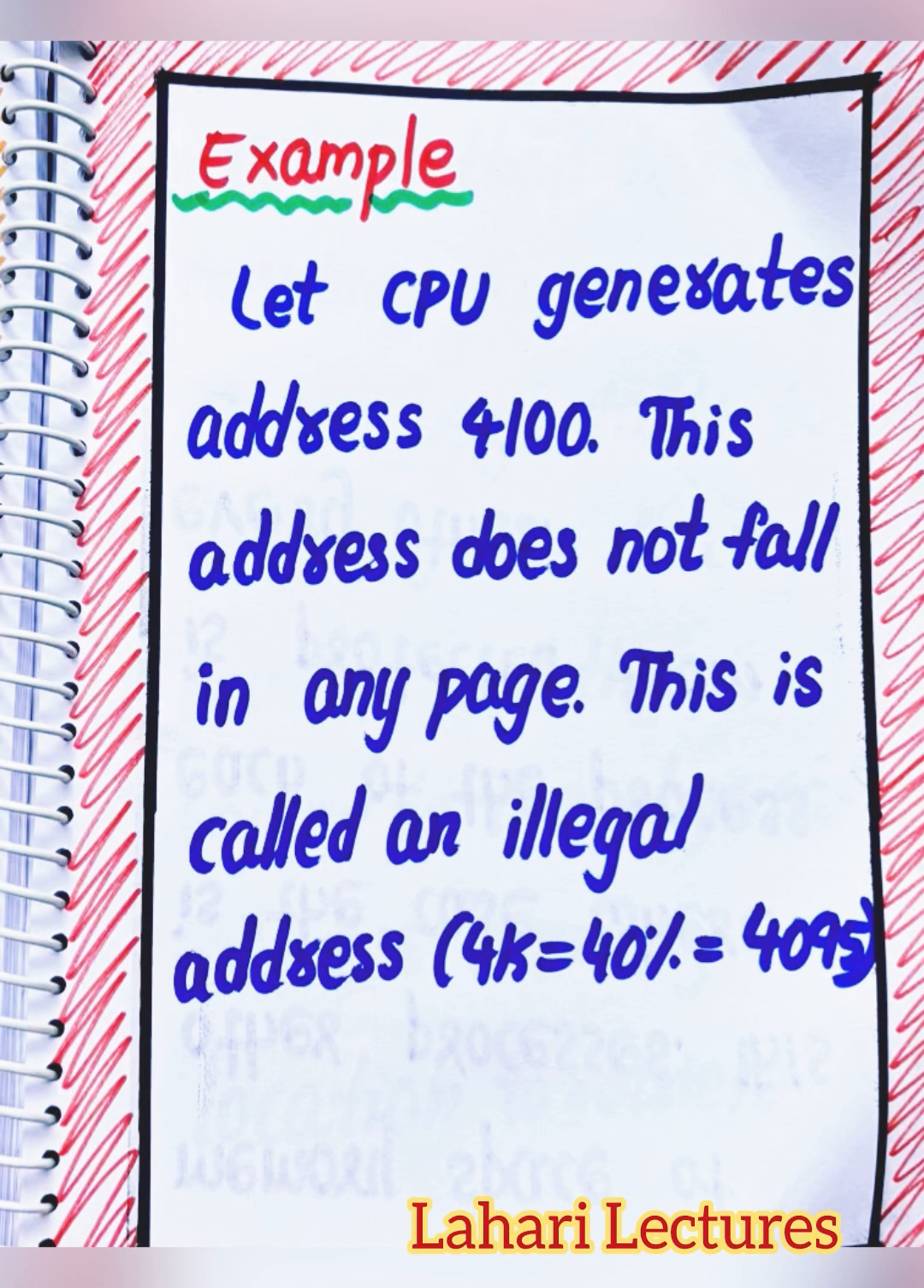Example: let the CPU generate address 4100. This address does not fall in any page. This is called an illegal address. 4K equals 4096, so the last valid address is 4095.